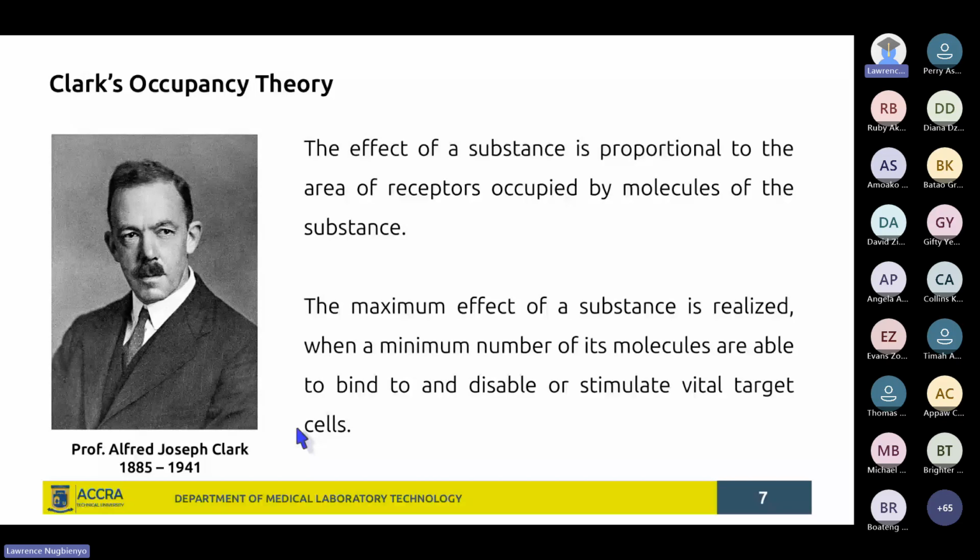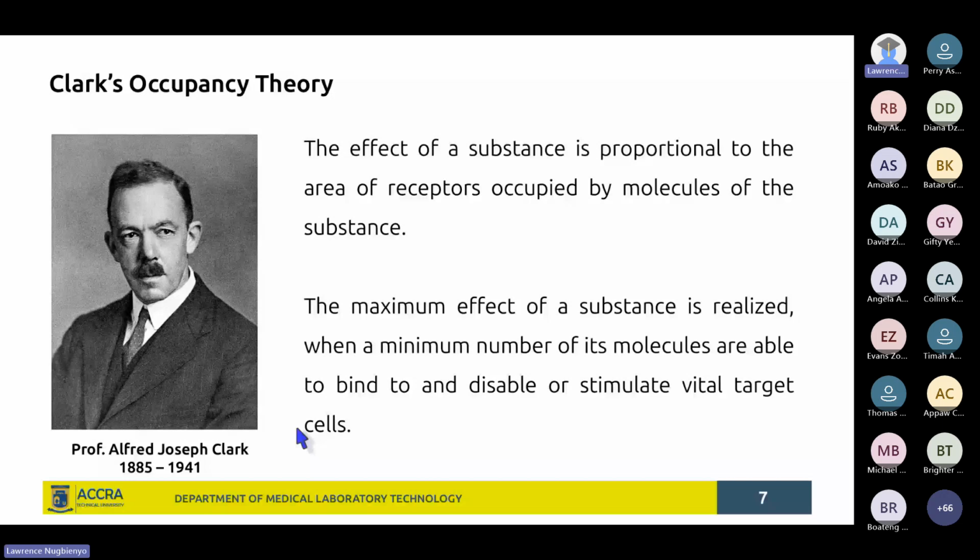What it also means is that in order to determine the maximum effect of any substance on a substrate, say a cell, when you are comparing two substances, the substance that needs fewer molecules binding onto the receptor and causing either a stimulation effect or disabling that target cell is actually more potent than the substance for which you need a higher number of molecules to do the same thing.